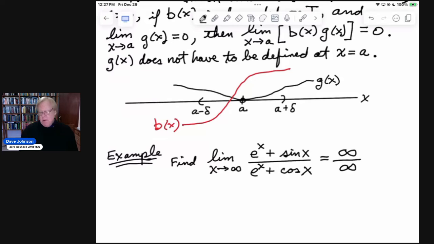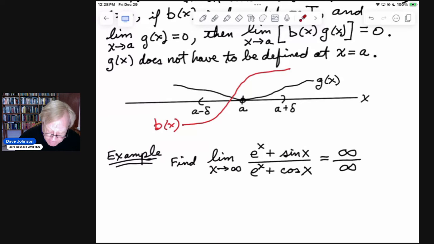But let me just mention, if you do L'Hopital on this, then the derivative of e to the x is e to the x, and the derivative of sine x is cosine x. So you'll get e to the x plus cosine x upstairs, and downstairs you'll get e to the x minus sine x, which doesn't help at all. And you can do that over and over again, and L'Hopital will not make progress on this problem at all.